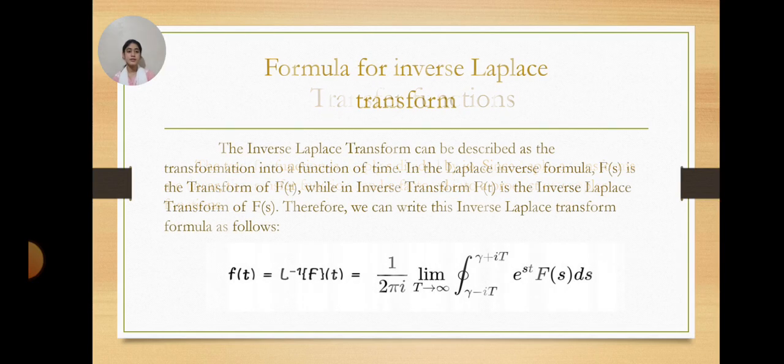Now let us know what is the formula of inverse Laplace transform. The inverse Laplace transform can be described as the transformation into a function of time. In the Laplace formula, f of s is the transform of f of t, while in the inverse Laplace formula, f of t is the inverse Laplace transform of f of s. Therefore, we can write this inverse Laplace transform formula as follows.